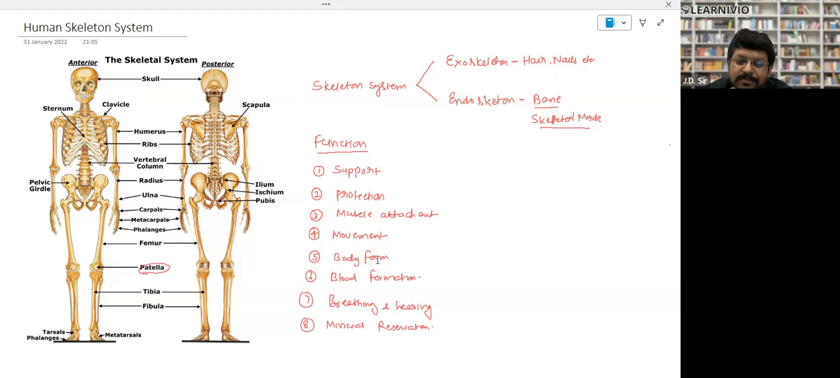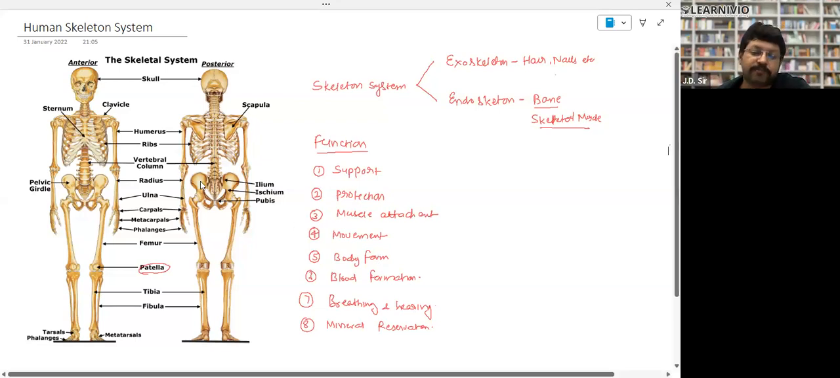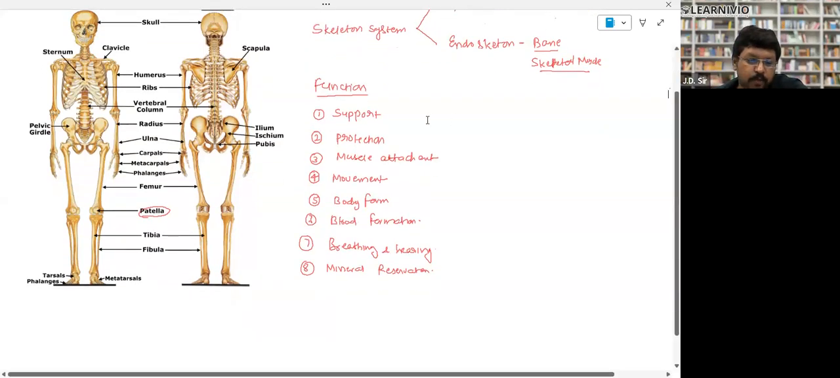It allows the movement of bones. Look, skeletal muscle, the striated muscles. There are three kinds of muscles: striated, non-striated, and third, cardiac muscle. Striated muscles are called skeletal muscles because they maintain the functioning of our body or movement of the body. So what is the function of the skeleton? Support, protection.